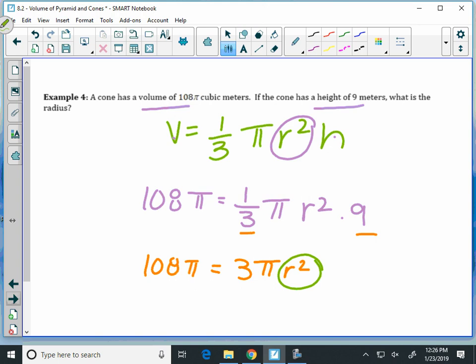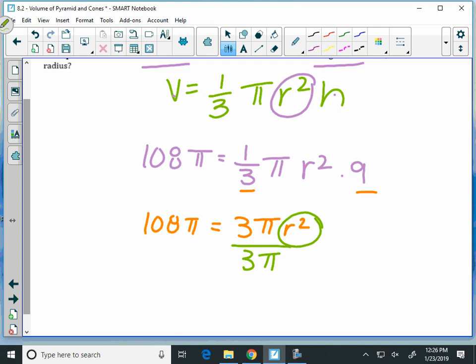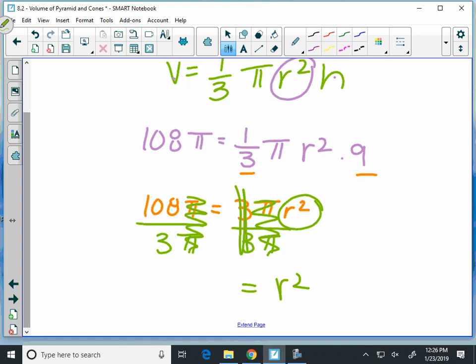Okay, so it helps us to circle our box. It gives me a good visual of what I need to move over. How are we going to get r by itself? Good. Divide by 3 pi, because we're multiplying r by 3 and we're multiplying r by pi. So we're going to divide both sides by 3 pi. That way it cancels. That cancels. We're left with r squared equals, what's going to happen with these pi's? They cancel.